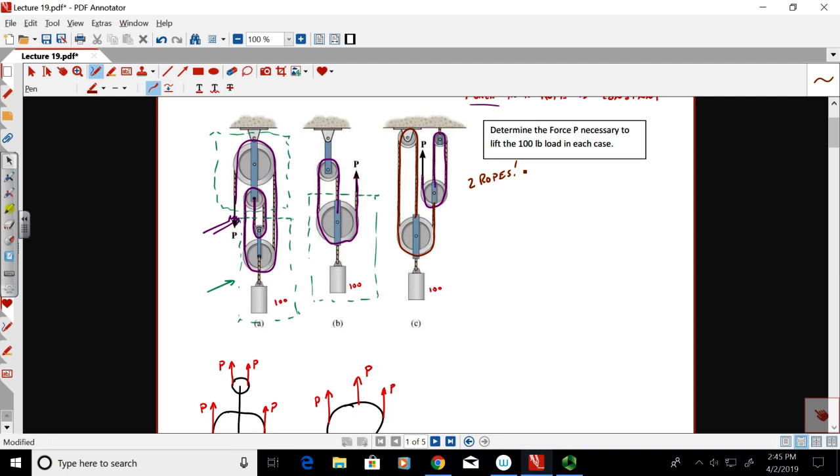But it's not that hard, right? I think you guys would all agree that these are not very difficult. Just got to keep track of the ropes, keep track of what you're doing, right? So take a look at this top pulley. Let's take a look right here. Okay? And let's draw a free body diagram of that pulley right there.